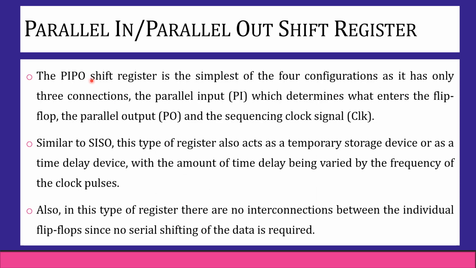The PIPO shift register is the simplest of the 4 configurations as it has only 3 connections: the parallel input lines, the parallel output lines and the sequencing clock signal. Similar to the SISO, this type of register also acts as a temporary storage device or as a time delay device, with the amount of time delay being varied by the frequency of the clock pulses. So till the next active clock pulse, the data can be stored in the register. So it can act as a time delay device with the amount of time delay being varied by the clock frequency.